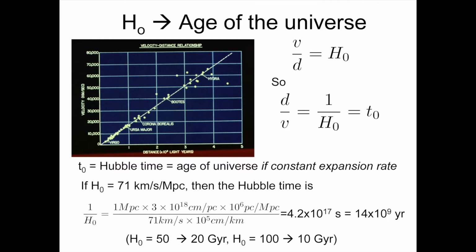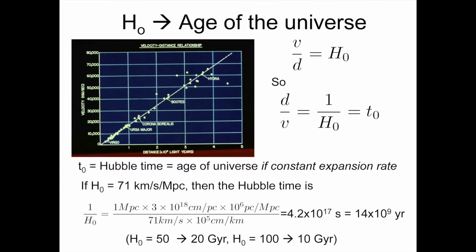So about 71 kilometers per second per megaparsec, we can calculate what the Hubble time is if we convert to self-similar units. So we have a megaparsec times 3 times 10 to the 18th centimeters in a parsec times a million parsecs in a megaparsec. And now we have H naught is 71 kilometers per second times 10 to the 5th centimeters per kilometer. So we put everything in the same units. We end up with 4.2 times 10 to the 17 seconds, which is 14 billion years. So that's the first order guess for the age of the universe.